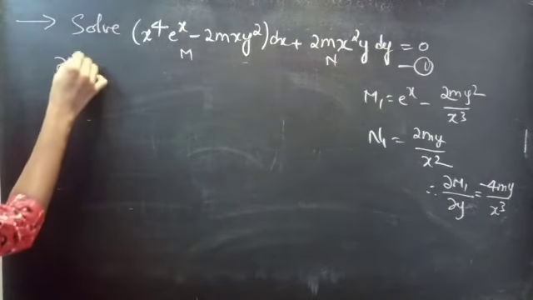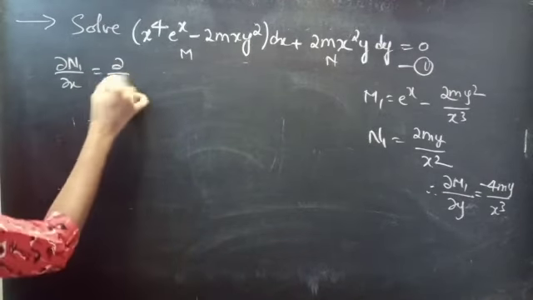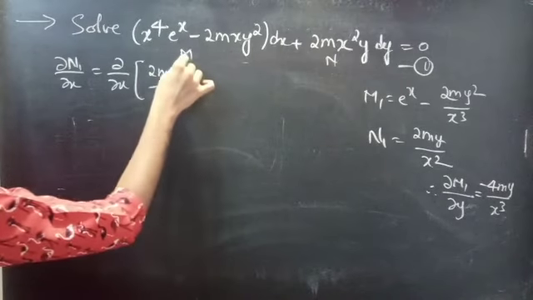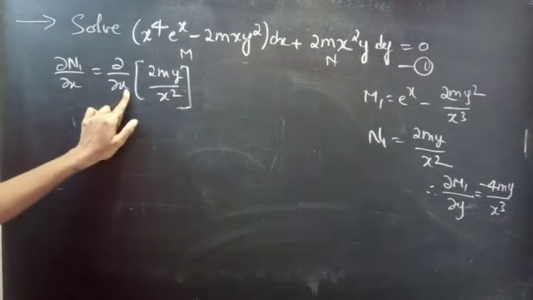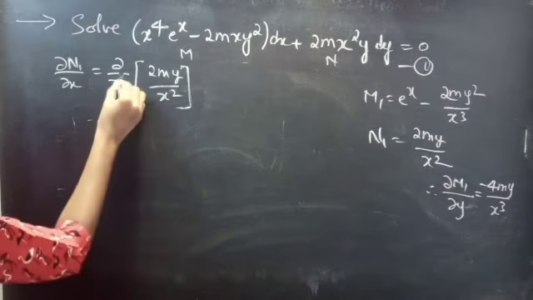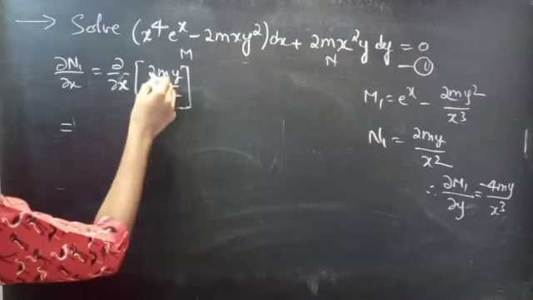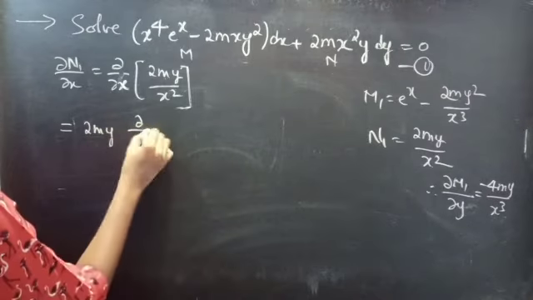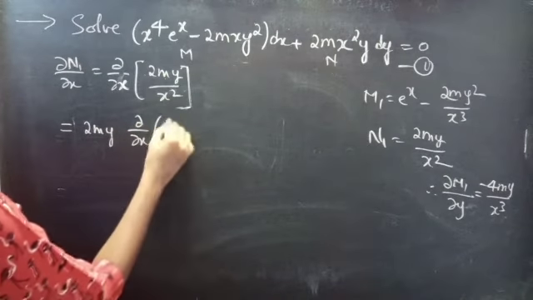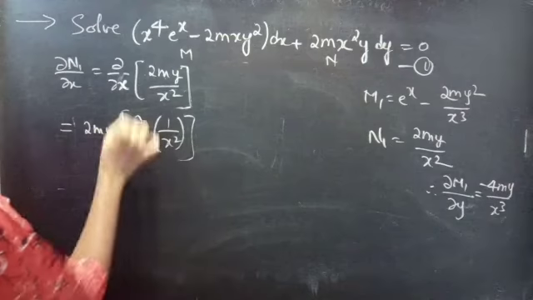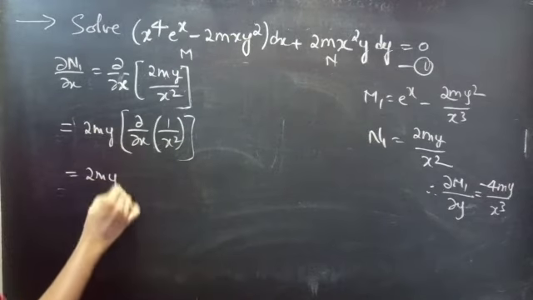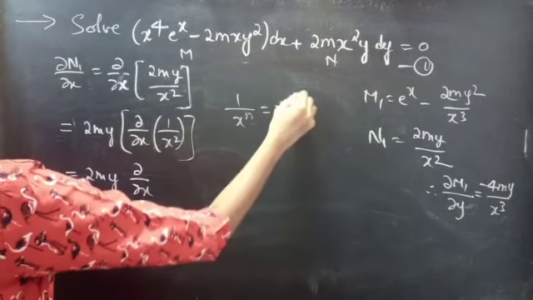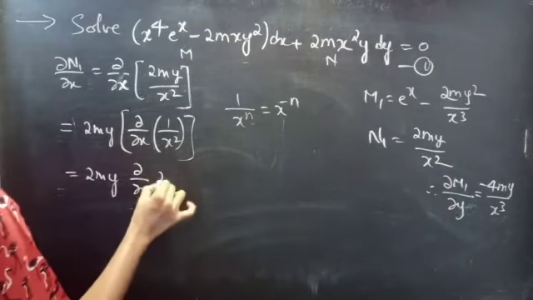Partial derivative of n1 with respect to x equals dou by dou x of, for n1, 2my by x square. Since we are doing partial derivative with respect to x, here y will be treated as constant. Here 2my is constant, so you can write this as constant into partial derivative of 1 by x square, function of x, right? Is equal to 2my into partial derivative of, we know that 1 by x power n can be written as x power minus n. Then you can write 1 by x square as x power minus 2.